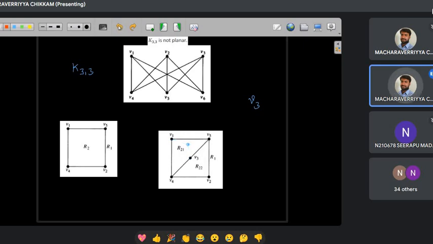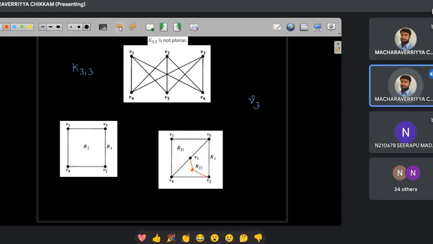Now let me try it in another region, that is R22. If I take it here, you can easily establish a connection to V3 and V2, no issue. But how do you establish a connection to V1? Either you have to cross this edge or this edge. Here also it is not possible.